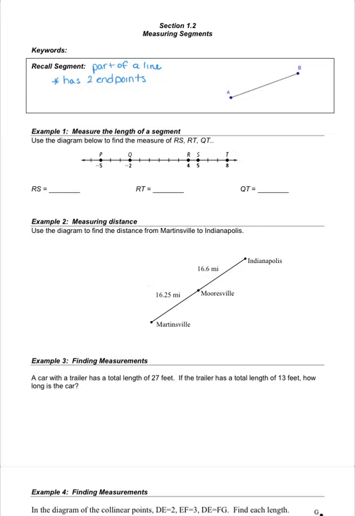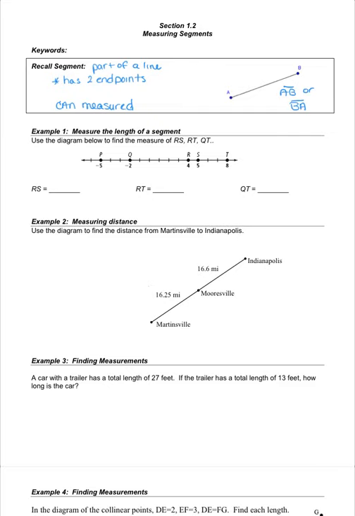I also want you to know that a segment can be measured, which is what we're going to talk about a lot more today. And we can name it with those 2 points, the starting point and the end point, and it can be in any order. So in this particular segment, we know we can call this segment AB, or we can call this segment BA.